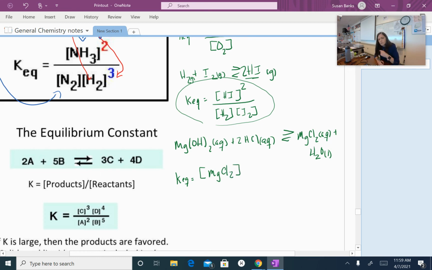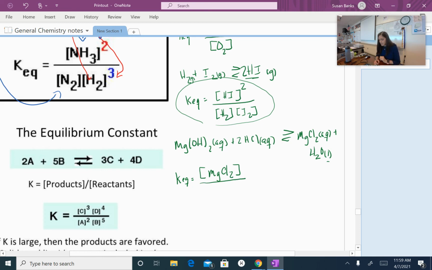Okay, what about water? It's in the liquid state. So we're not going to show that because it is not something that we can express in the moles per liter calculation. No liquids, no solids, so it's not going to be shown.